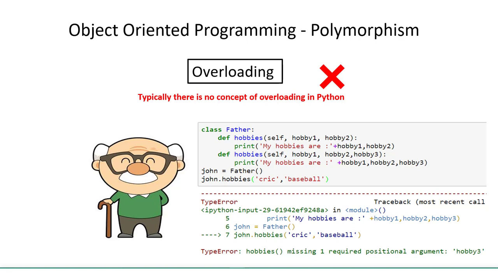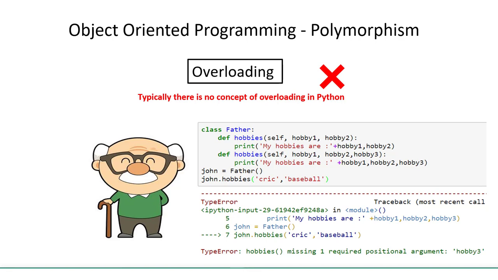Now, if we try to create one more function named hobbies with 3 arguments, create an object out of it, and try to call the hobbies function from that object with 2 arguments, we are going to see an error stating it is missing one required positional argument. Why do we see it this way?